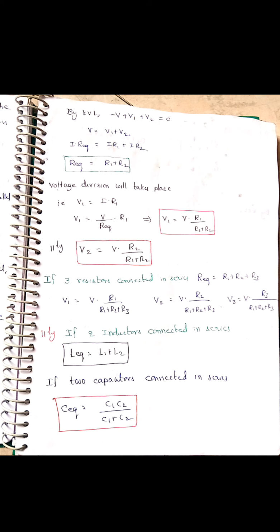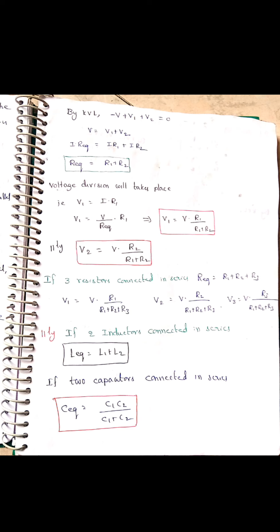Now, if three resistors are connected in series, we calculate R equivalent as R1 plus R2 plus R3. Similarly, V1, V2, V3 can also be calculated across any particular resistor, since in series voltage division takes place.